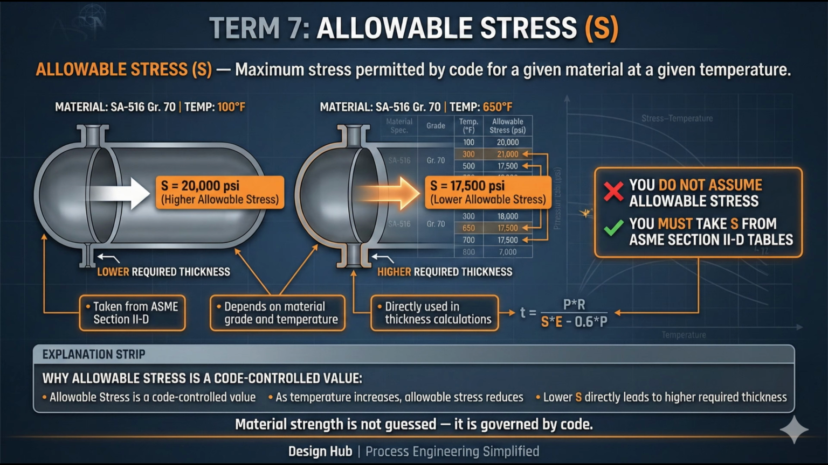Allowable stress comes from ASME Section VIII. It depends on your material and design temperature. Never assume allowable stress. Always pick it from tables. This is one of the biggest reasons why correct design temperature and material selection come first.